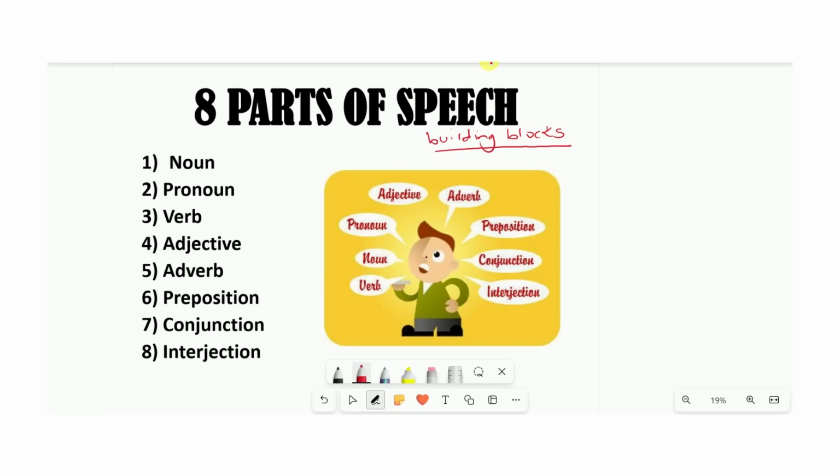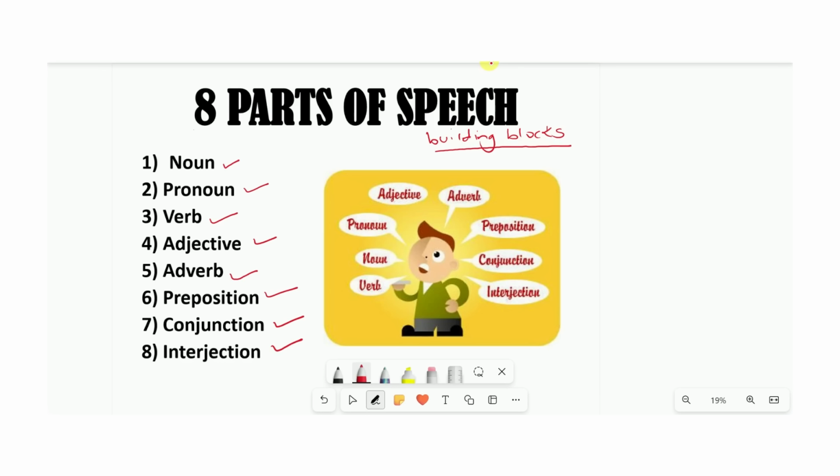Is the word there to add more meaning? Is the word there to describe? Is the word there to name something? In all of that, that is what we refer to when we refer to the eight parts of speech. We are going to define and understand nouns and types of nouns, pronouns, verbs, adjectives, adverbs, prepositions, conjunctions, and interjections.